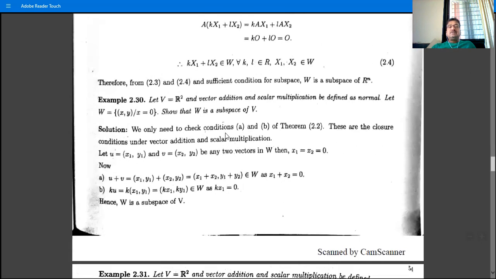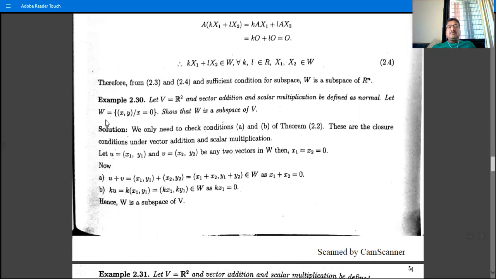So next, V is R^2, and vector addition and scalar multiplication are defined as normal. As normal means the usual scalar multiplication and usual addition are defined on this vector space R^2. Let W be the set of (x, y) such that x is equal to 0. Show that W is a subspace of V. So the x coordinate is compulsorily 0.